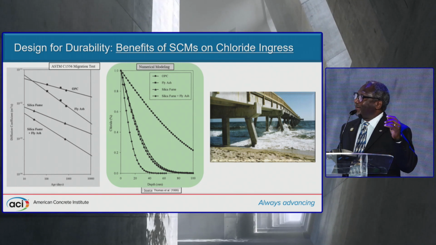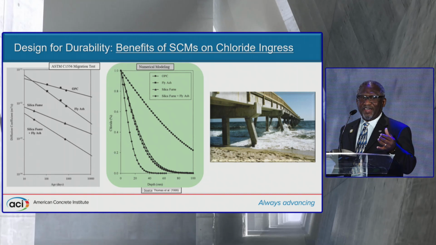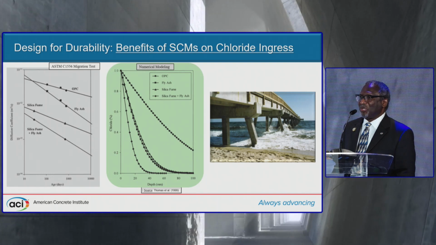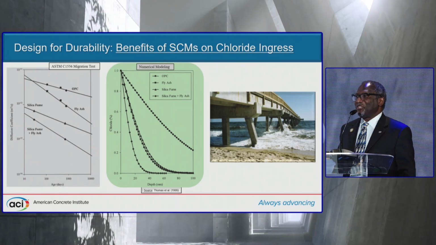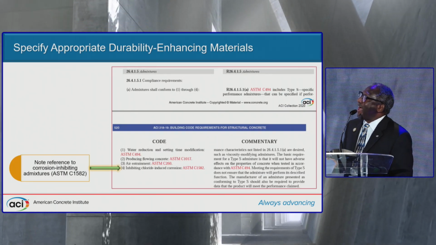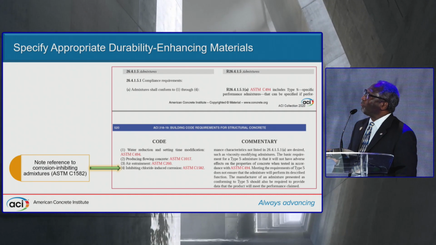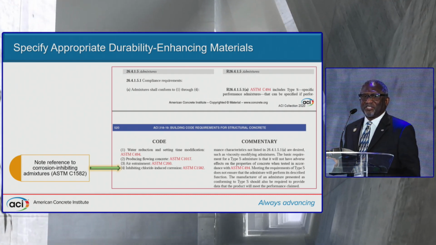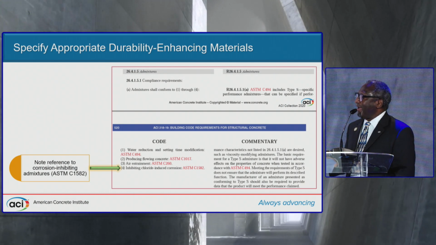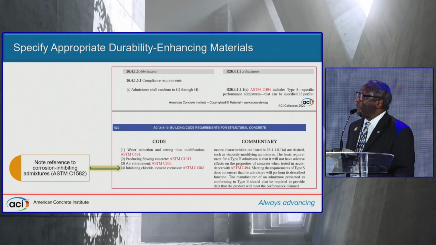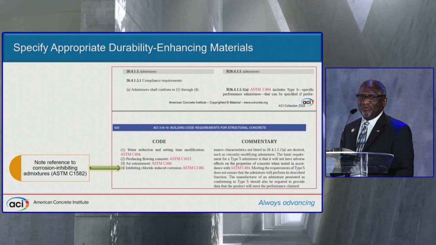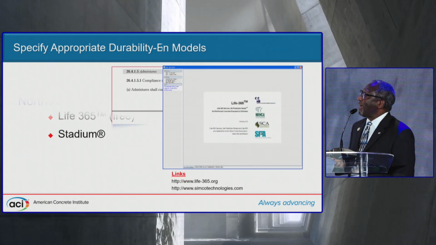always go with it. And we saw pretty much the same thing yesterday from the LC3 presentation, where the LC3 had very low diffusion coefficient, because in effect, what you have in there is also a ternary blend. Now, beyond that, the other thing will be to specify appropriate durability enhancing materials, such as corrosion inhibitors or other types of materials. Currently, the ACI 318 building code permits the use of corrosion inhibitors that meet ASTM C1582 criteria. So those are also available.